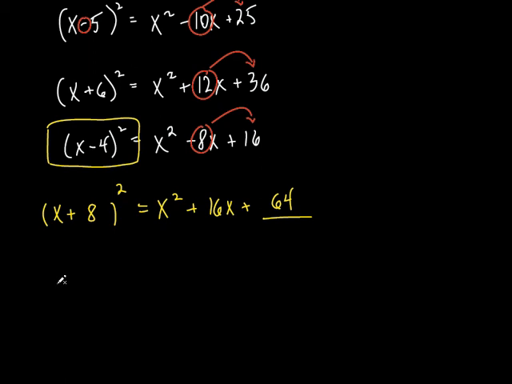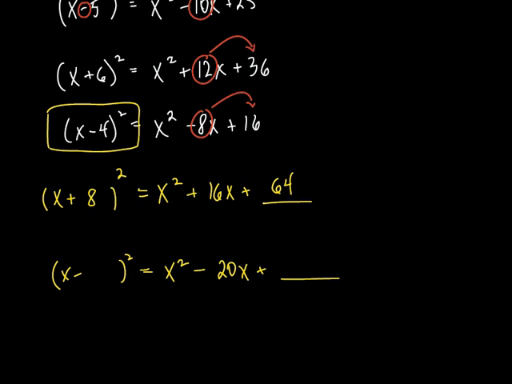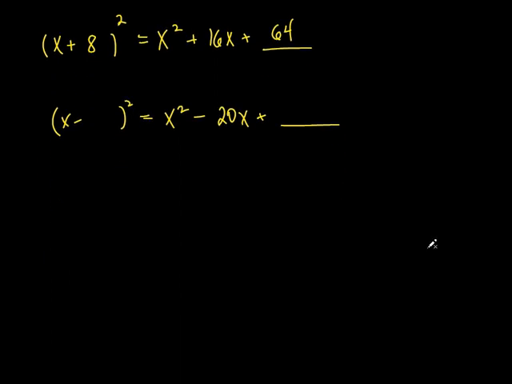Let's do another one, okay? Let's do another perfect square. We'll put a minus, and then squared equals x squared minus 20x plus, and then I'll leave this blank right here. I'm doing this for a reason, okay? We're leading up to something. This is not just what we're doing. This is leading us up to get somewhere.